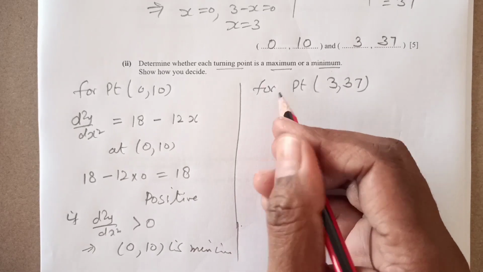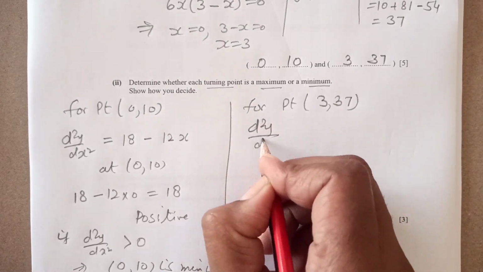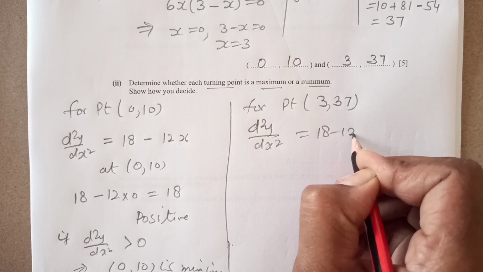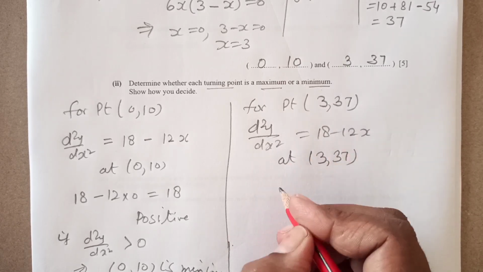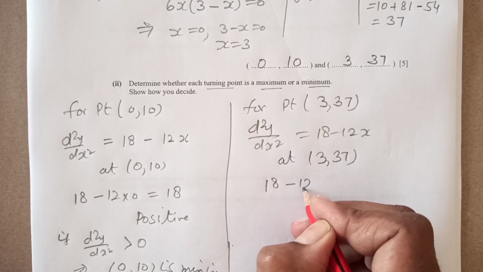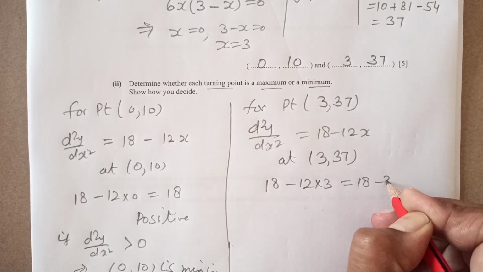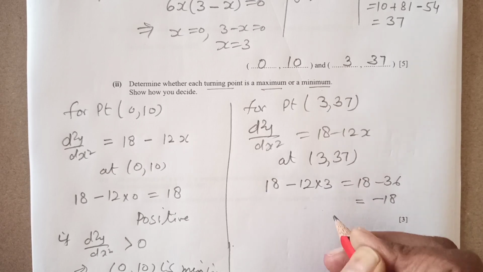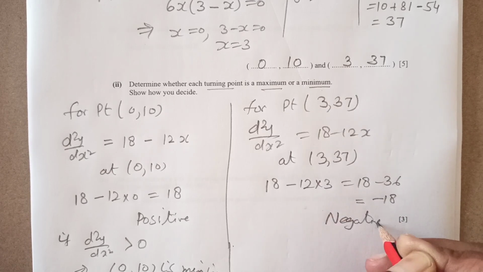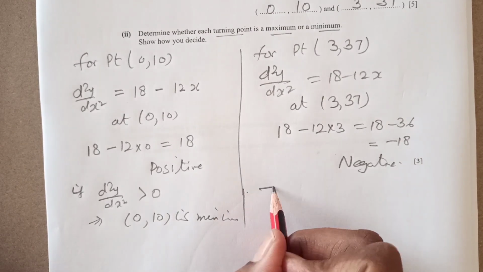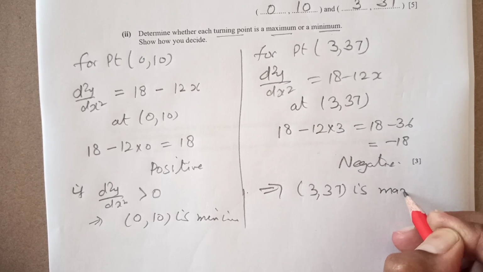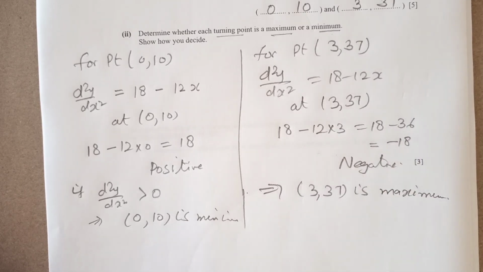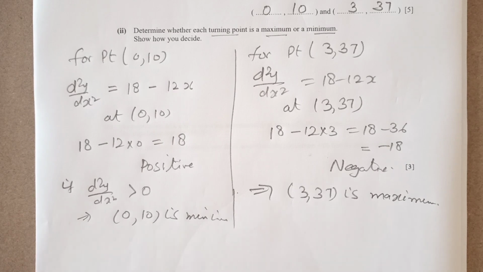And for this one we can check again. d squared y over dx squared is 18 minus 12x. So for 3 and 37, substitute the value of x: 12 times 3, 18 minus 36. So this is negative 18, which is a negative value, right? So when the second derivative is negative, that means the point 3 and 37 is a maximum point, right? So this is the easiest way to find out the maximum and minimum points. Okay.